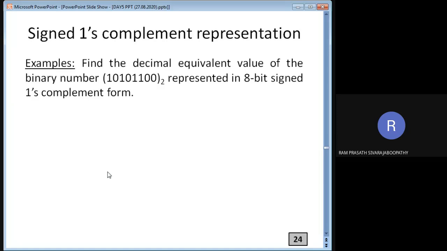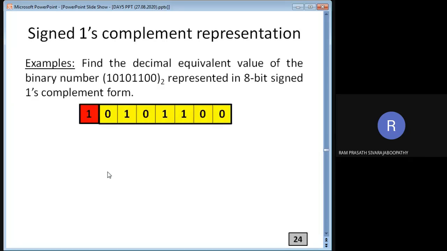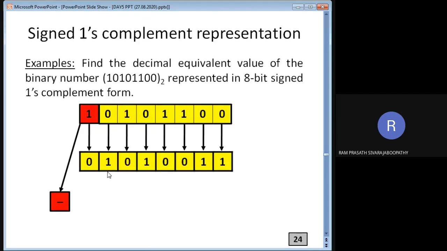Minus 44. Shall we check? The MSB bit is 1, so it's a negative number. What we have to do is perform the complement operation for the entire thing, and we'll have a value like this. So what about the magnitude now? It's not minus 44.